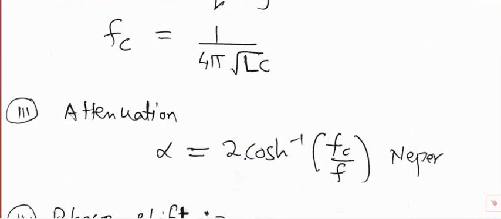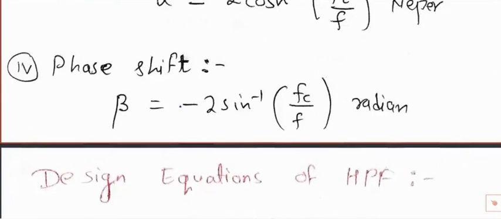Attenuation, what is the change here? In low pass filter it is cosh inverse f by fc. For high pass filter it is fc by f. So you must do the comparative study. If you are remembering the formula for low pass filter, then you should know what the changes are. The f and fc are interchanged, and here we just have a minus sign; that is the only change between low pass filter and high pass filter. For low pass filter beta is 2 sin inverse f by fc. For high pass filter it is minus, and fc by f.